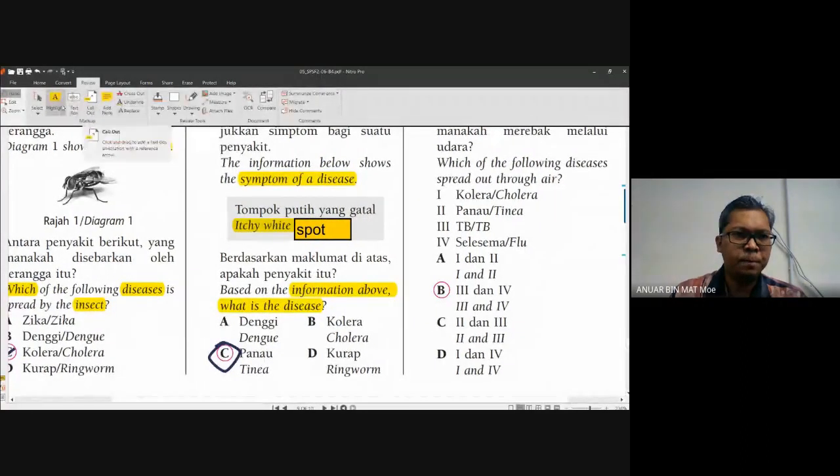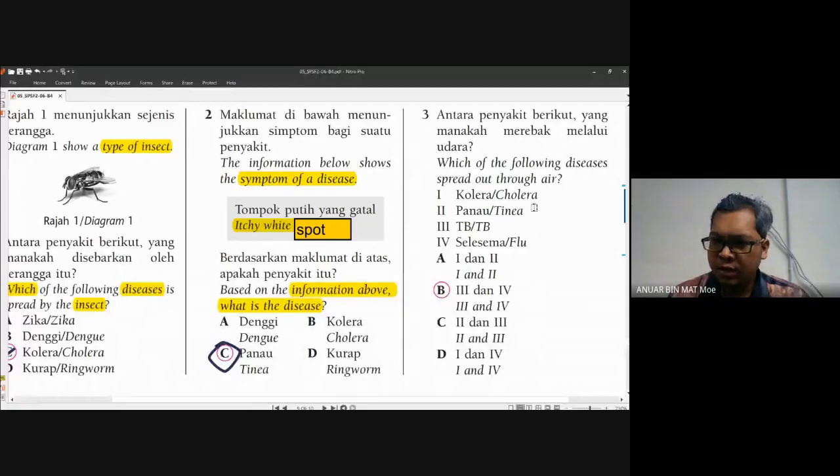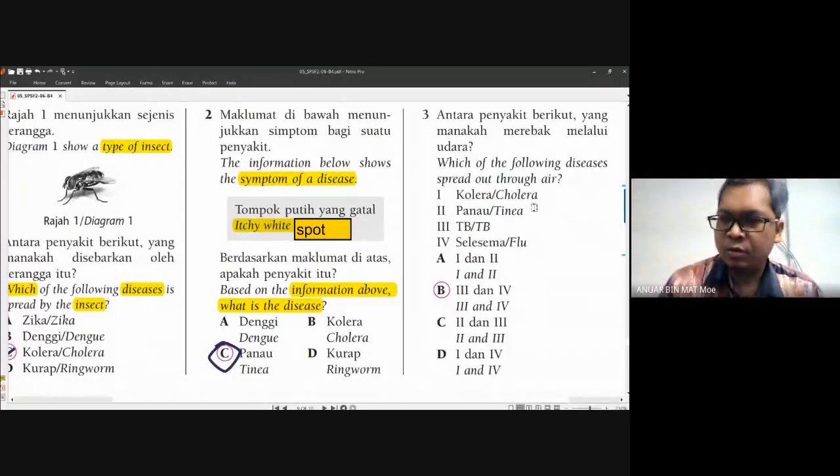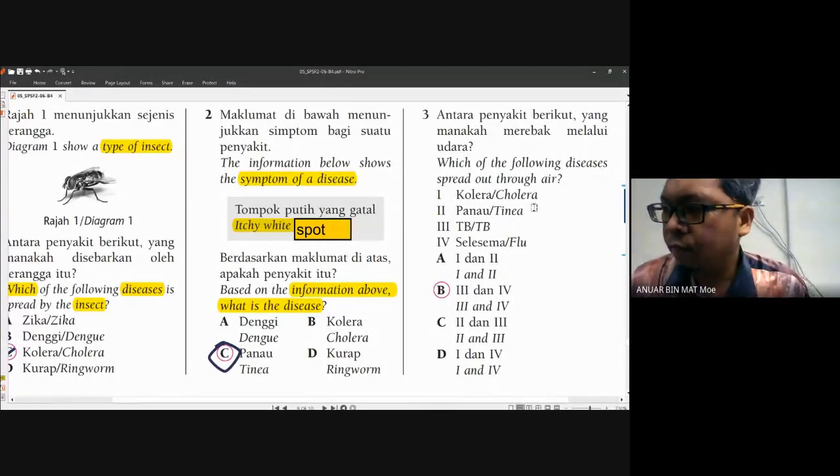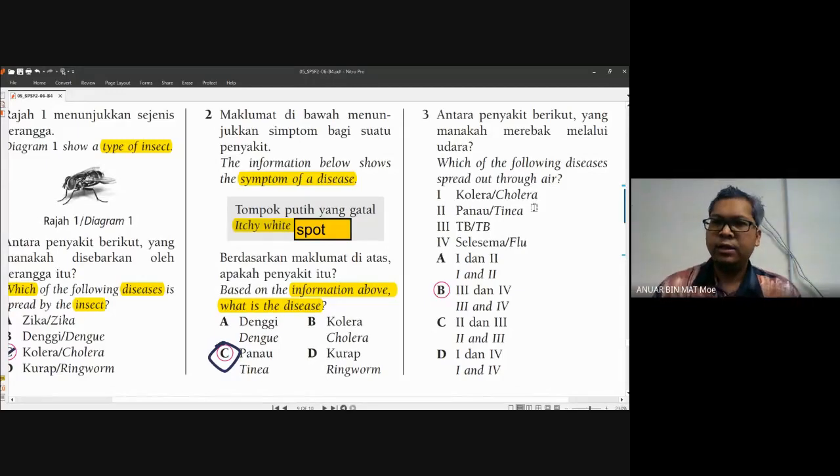Question number 3. Give you the possible answer. You need to choose 2 over 4 possible answers. So before you answer it, you must read all the question first. Which of the following diseases spread through air? Okay, the medium of the transmission in this disease is through the air, right? So we go one by one.